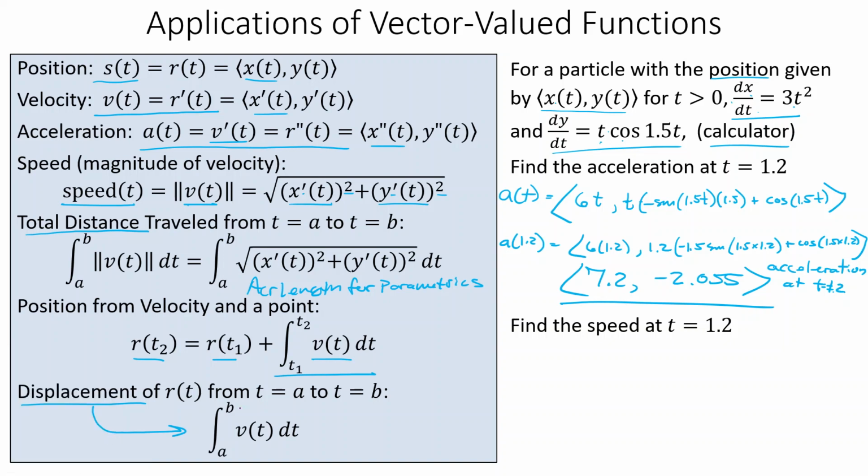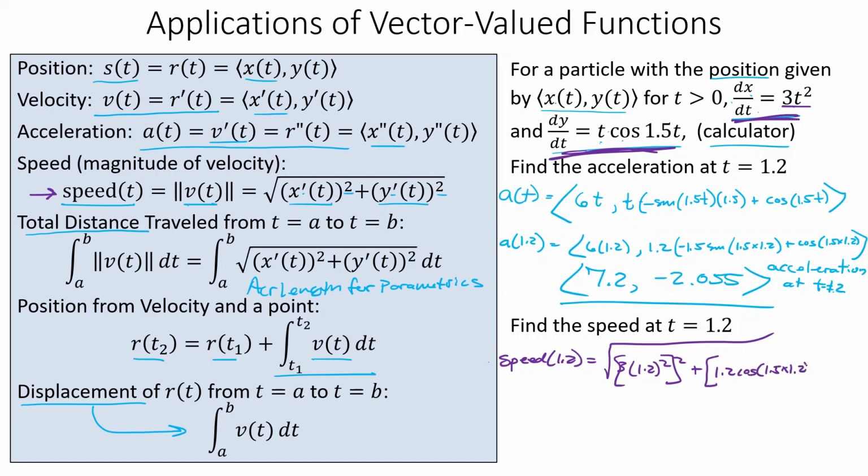All right, next up, if we want to find the speed at t equals 1.2. Well, speed is the magnitude of the velocity. These are the components for velocity already. So our speed at time 1.2 would be the square root of the x component at 1.2, so 3 times 1.2 squared, that quantity squared, plus the y component at 1.2, 1.2 cosine of 1.5 times 1.2, squared. And that would give us our speed.